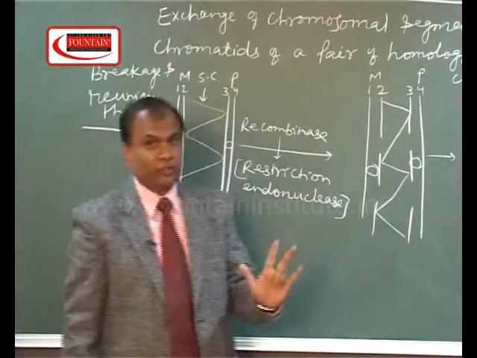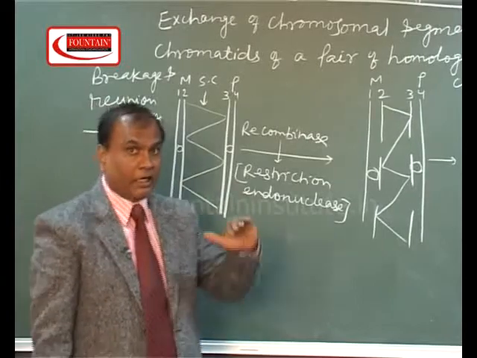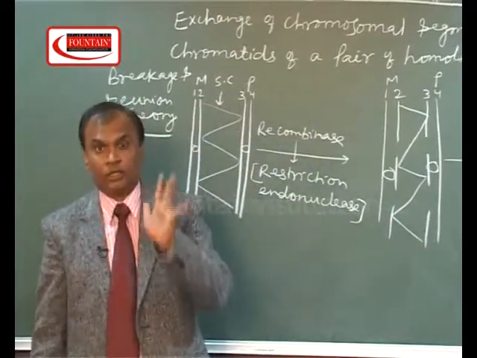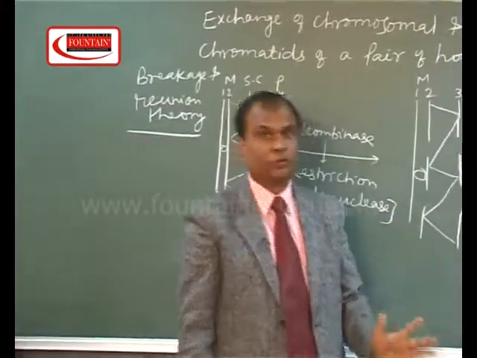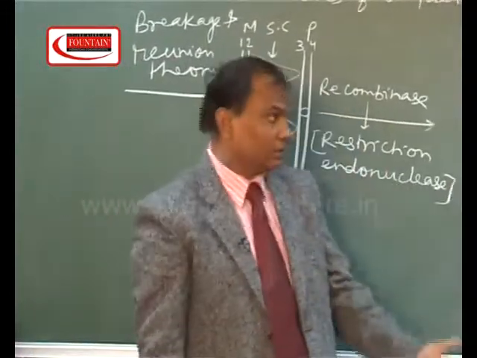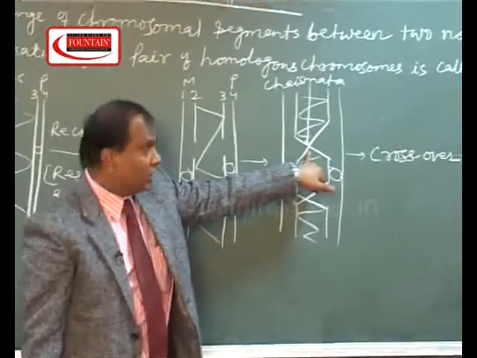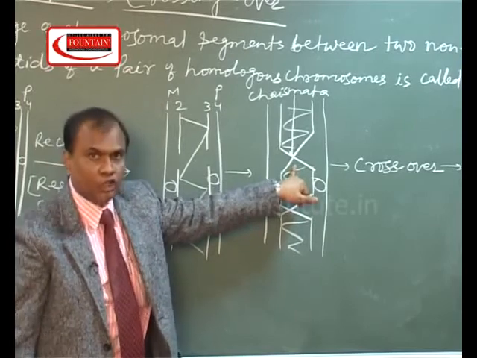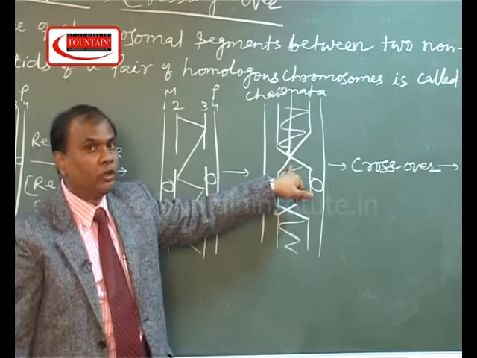This theory differs from other theories in that other theories suggest chiasmata is the cause of crossing over, but this theory clearly proved that chiasmata is the result of crossing over, not the cause of it. So, you can easily see here, first crossing over occurs, then chiasmata forms. It means chiasmata is the result of crossing over, not the cause, and this is all about the breakage and reunion theory of crossing over.